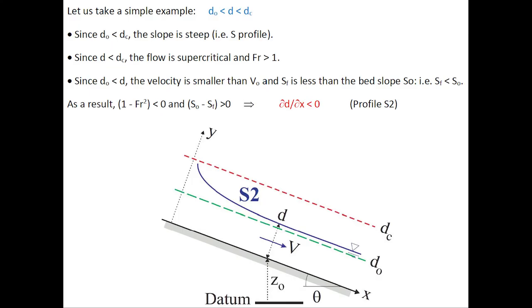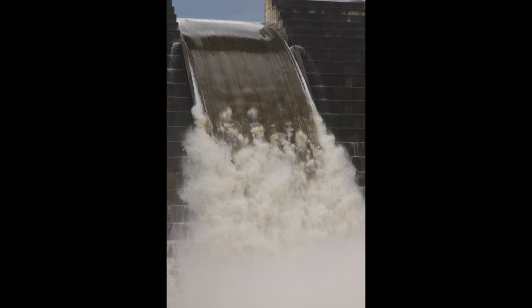Let us take a simple example, where D0 is less than D and less than DC. Since the normal depth is less than the critical depth, the slope is steep. With the depth being less than the critical depth, the flow is supercritical. Since the water depth is greater than the normal depth, the friction slope is less than the bed slope. As a result, 1 minus the Froude number squared is negative, S0 minus SF is positive, and in turn the variation with distance of the water depth is negative. That is, we have a backwater profile S2. This photograph illustrates a profile S2 down the Hinze Dam spillway on the 3rd of March 2022.